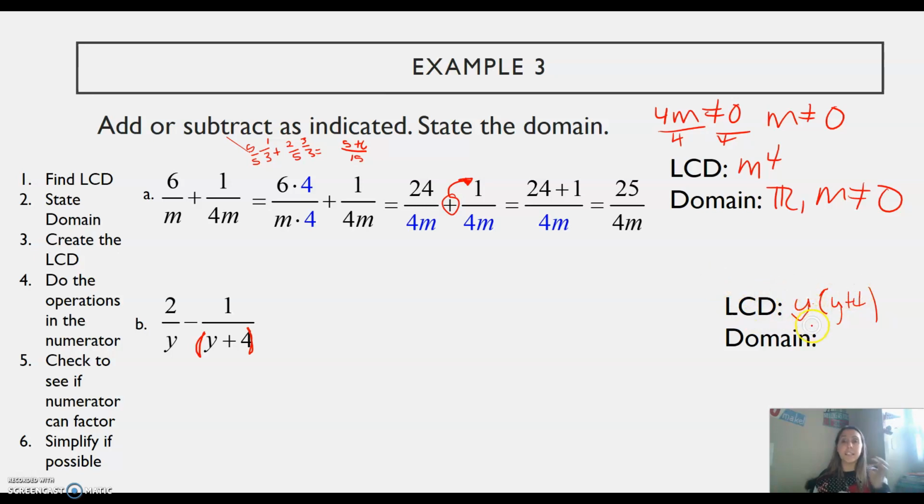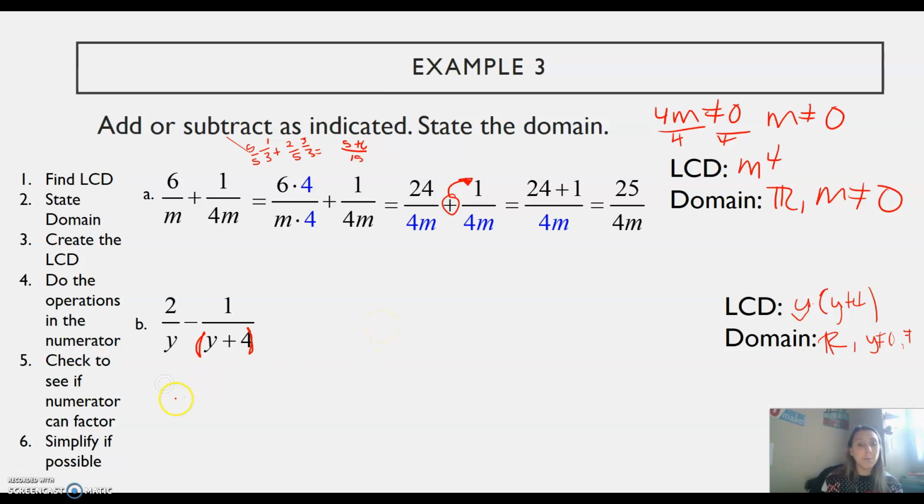So then I've got to think to myself, for the domain, it's going to be all real numbers such that, well, what value of y would make that 0? That would be 0, so y cannot equal 0. Or what value of y will make this whole thing 0? -4, so it cannot equal -4. Okay, so now I need to create the LCD.